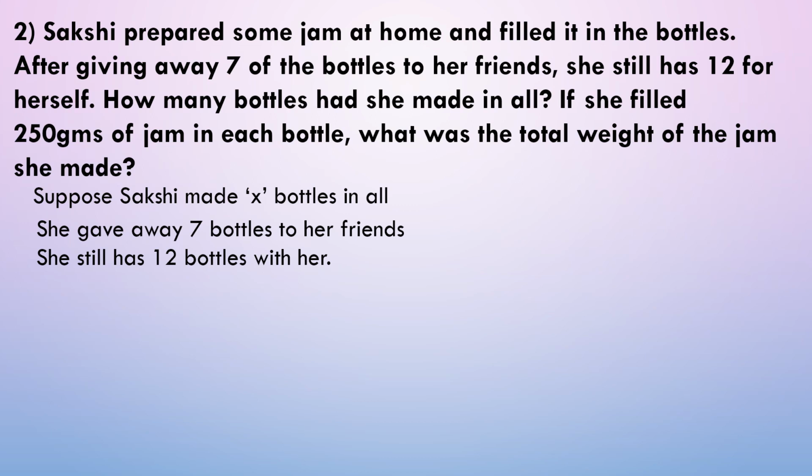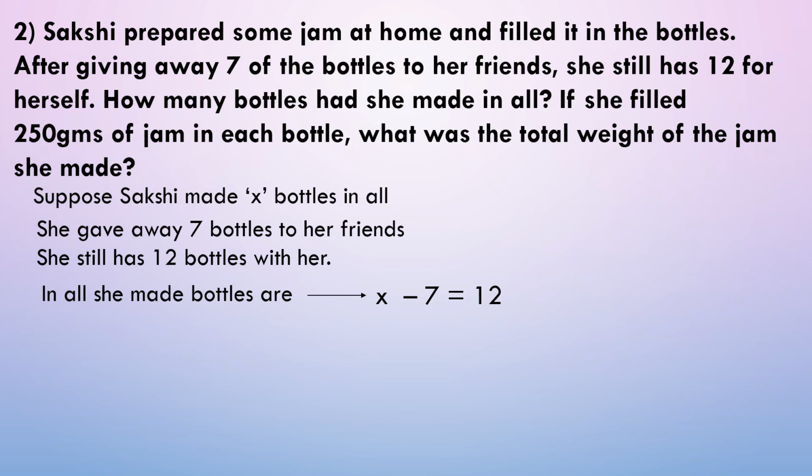So, in all, she made X bottles. Now form the equation. X bottles minus 7 bottles she gave to her friend, so subtraction you have to do. X minus 7, and 12 bottles are left with her, is equal to 12. So X minus 7 is equal to 12. Now, by using the property of equality, you have to do the sum. Now, you have to remove this minus 7 and find the value of X.